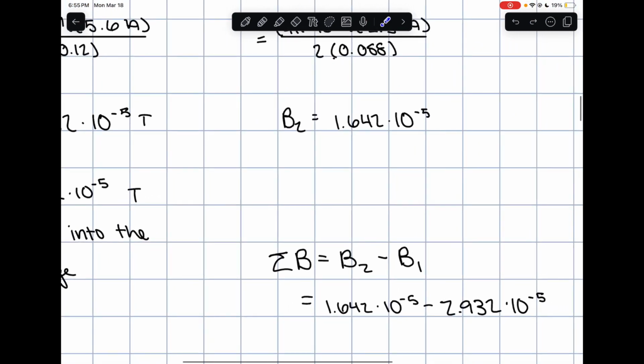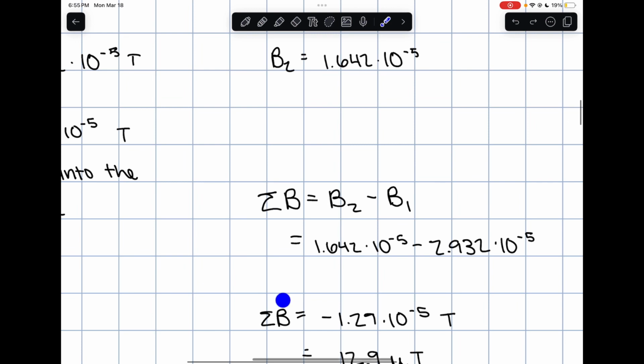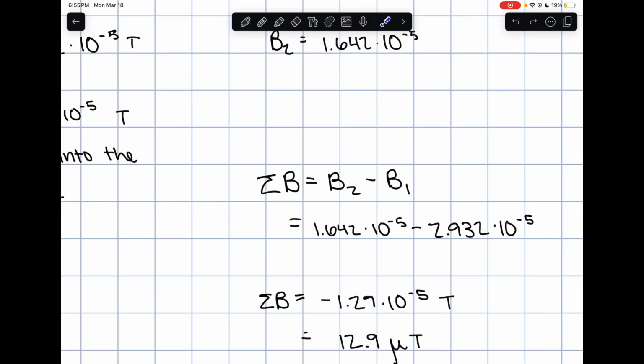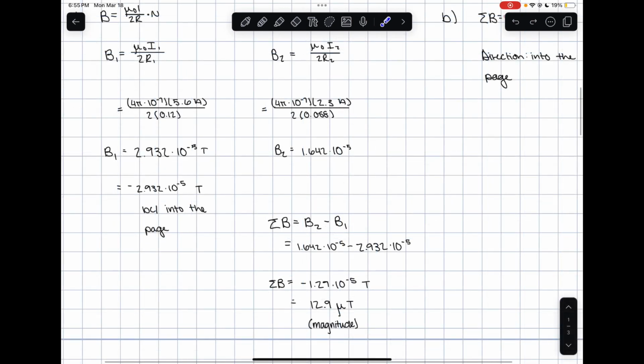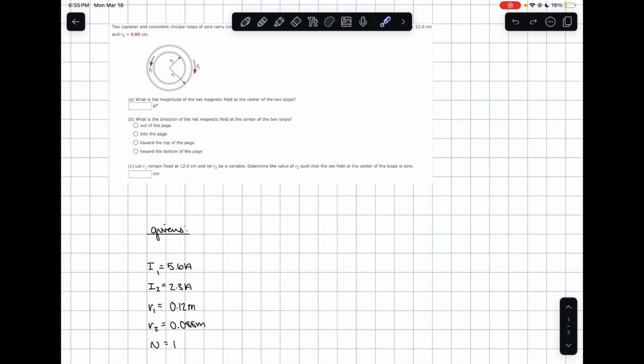We can plug in our values for B2 and B1, and we find that the net B is equal to negative 1.29 times 10 to the negative 5th teslas, or 12.9 microteslas. Now, once again, you might think that I've skipped a step in how we got this negative to go away. Just remember, for part A, we're only looking for the magnitude. For part B, we are now going to find the direction.